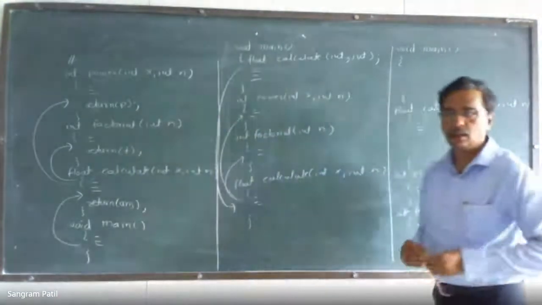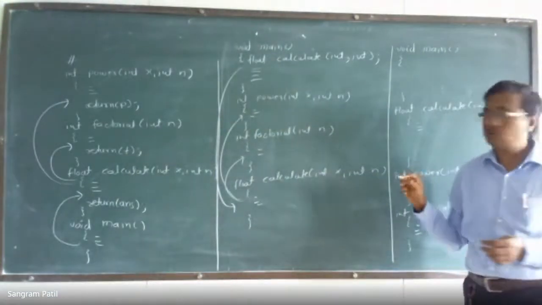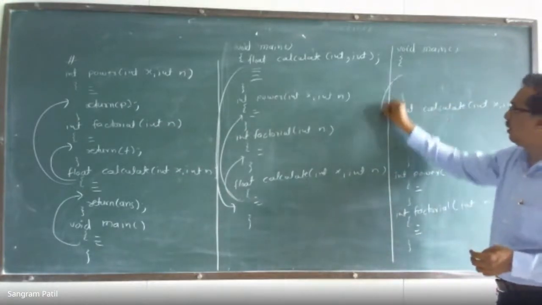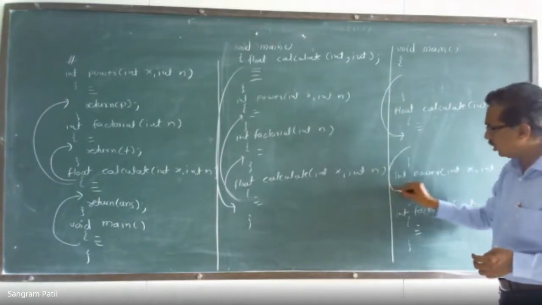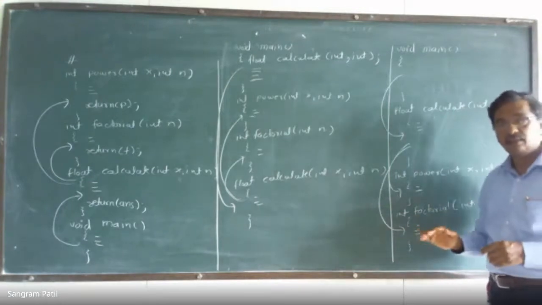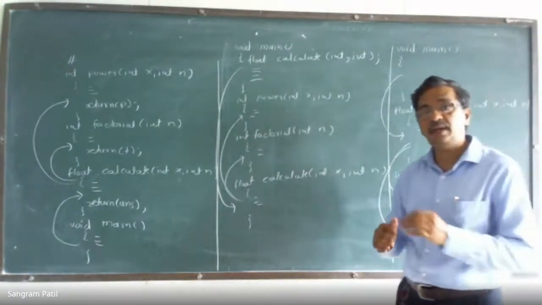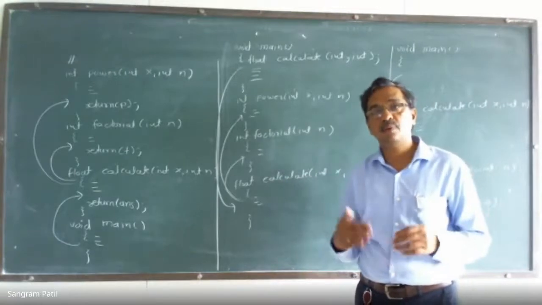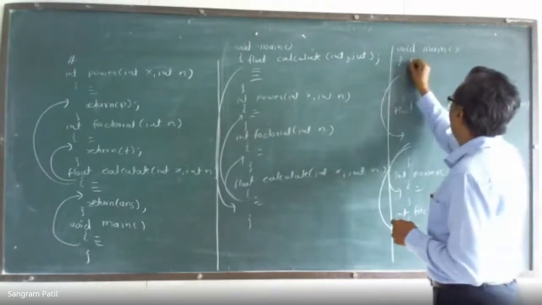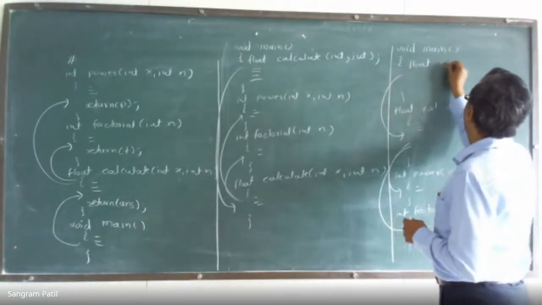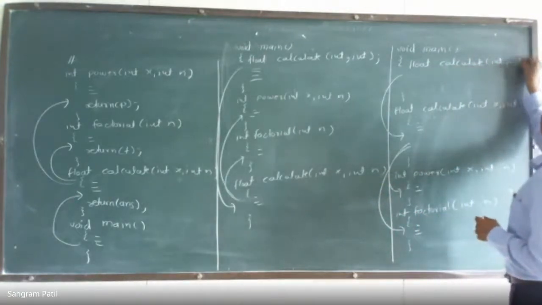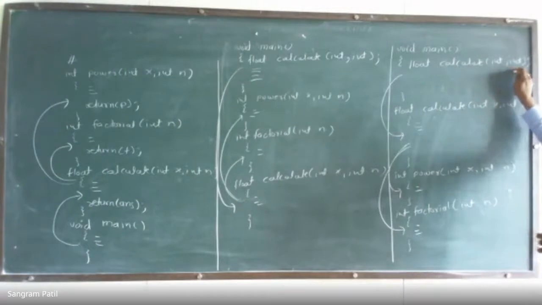Okay. Now in this third situation, the main program is calling calculate, and calculate is calling these two functions. And in this case, the function is present after the calling program. When a function is present after the calling program, declaration is a must. So here we have to declare this float calculate integer comma integer. We don't mention the variable here.